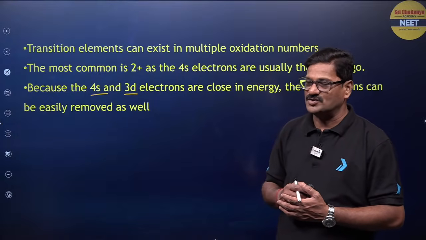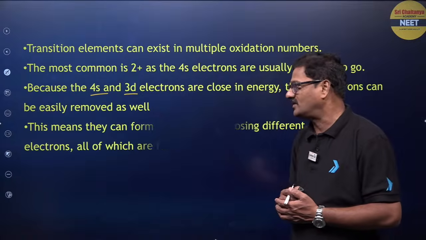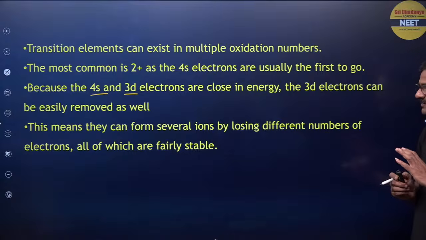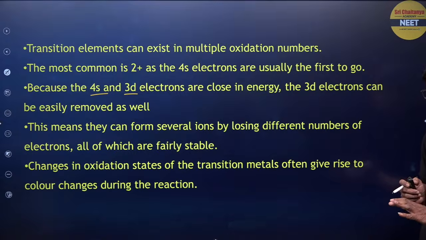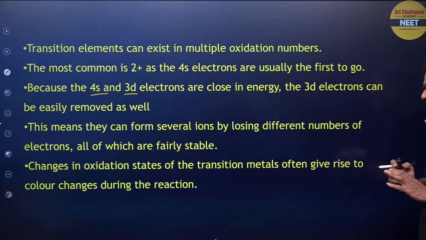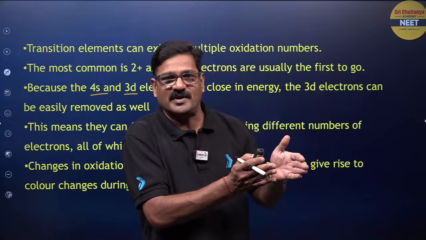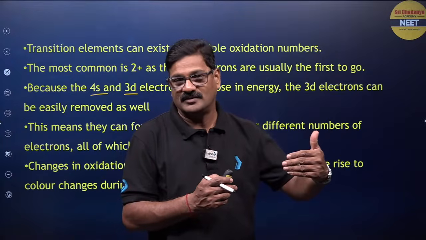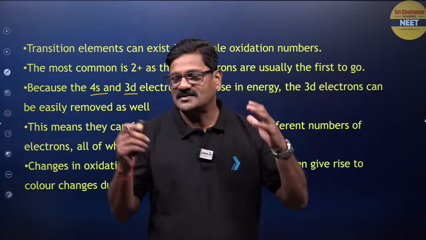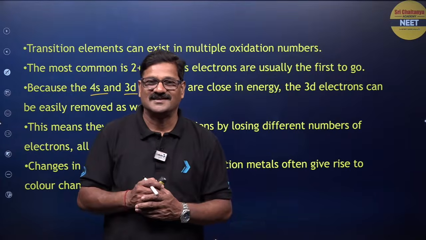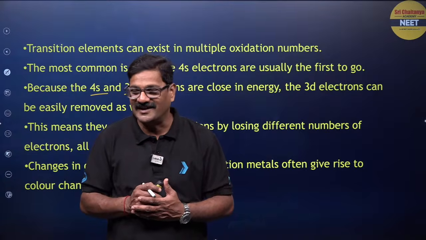Zinc you don't consider, Shivangi, because that's not a transition element. It means they can form several ions by losing different numbers of electrons, and can show variable oxidation states. Change in oxidation state of a transition metal will often give rise to color changes during reactions. That's the reason why iron 2+ green becomes iron 3+ brown, right? So those kinds of colors you just memorize. Manganese pink, copper blue, nickel green, like that.